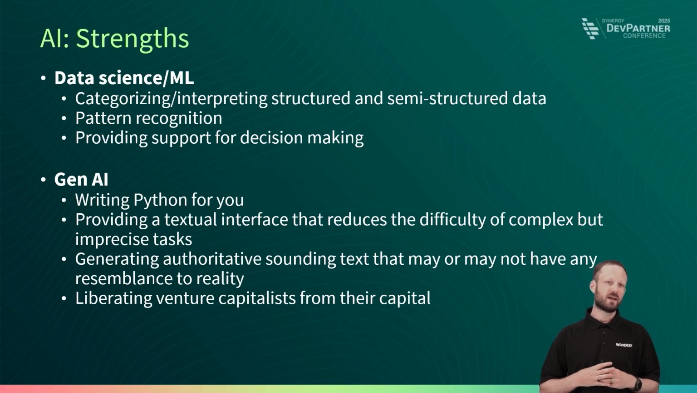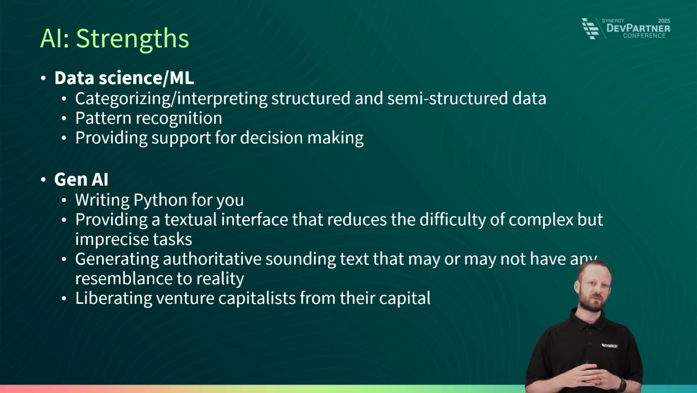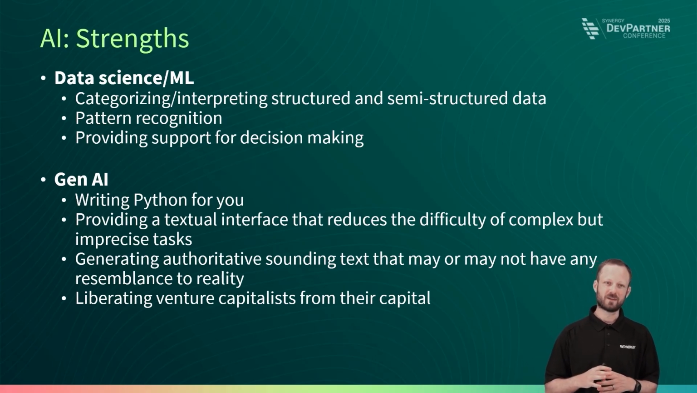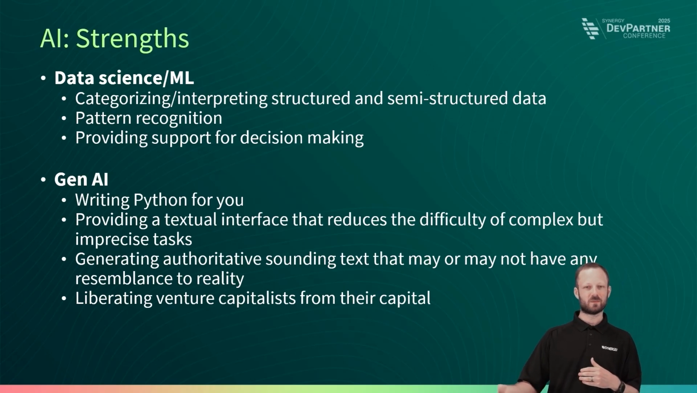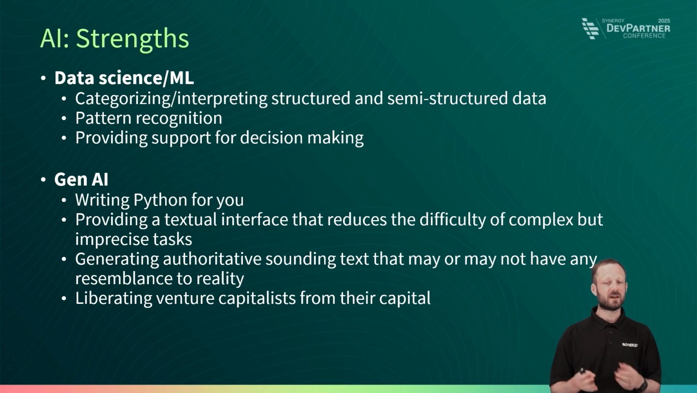GenAI is also excellent at generating authoritative sounding text that may or may not have any resemblance to reality. So watch out for that. Just because ChatGPT has generated something for you, or you've called the API and you've generated something for a user, does not mean that what it has generated for your user is true or likely to result in a good outcome for your user's use case.